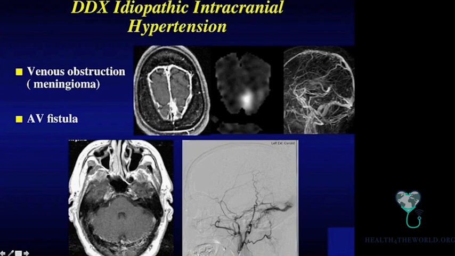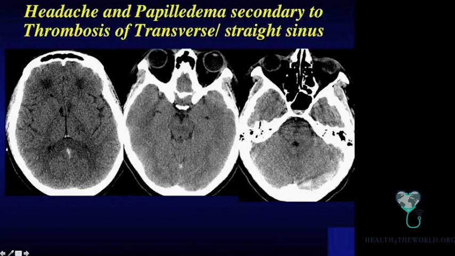This is an arteriogram, external carotid arteriogram, and we see a filling of the transverse sinus very early by branches that are fistulizing the transverse sinus, causing intracranial hypertension on an AV fistula basis. So these are the things that we want to exclude before we make the diagnosis of intracranial hypertension on an idiopathic basis.